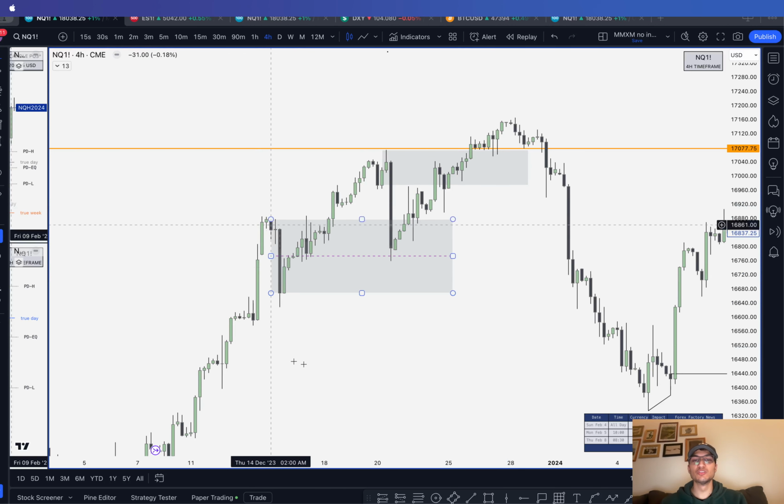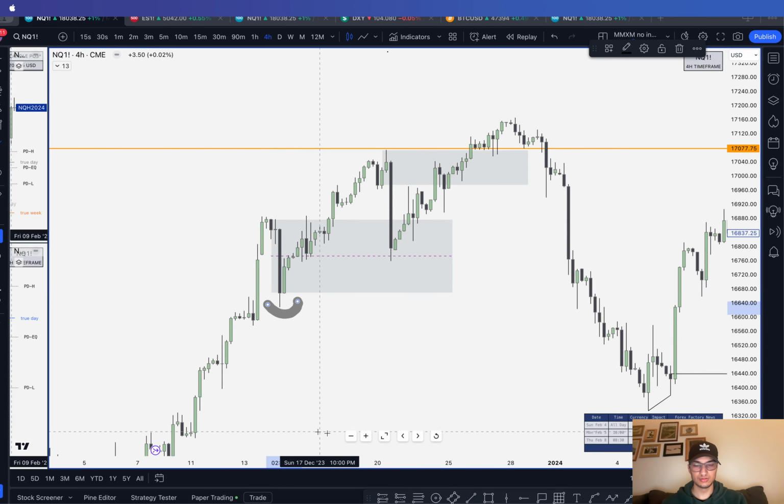So this move lower, right? What was it repricing? Buy side inefficiency? Yeah. Or sell side inefficiency. Sell side inefficiency. Yeah, right? Inefficiency here. Order block here. What's the protected low of this move? It's that low that we repriced.